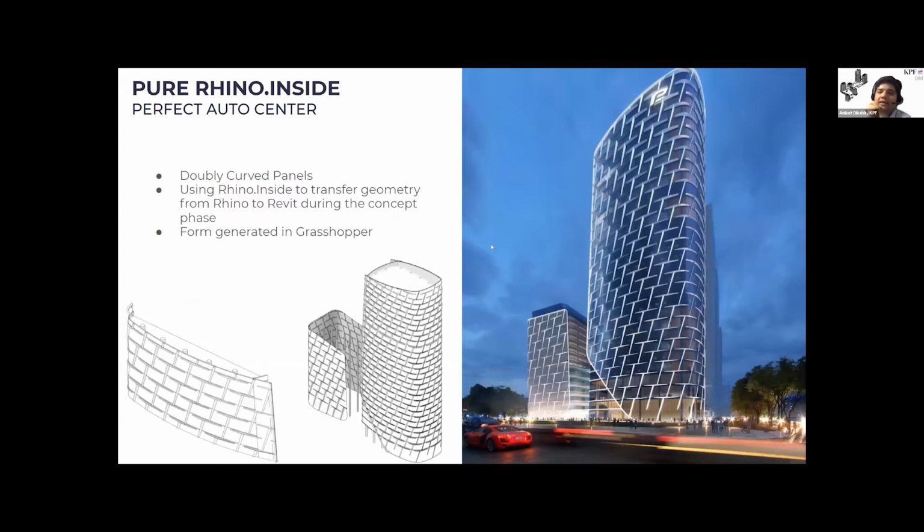Cool. So one of the last case studies that we are going to be showing is the Perfect Auto Center. This is still a very early concept rendering; the project is still in the concept phase. What we're trying to do is use Revit for what Revit is good at, documenting, and use Rhino and Grasshopper for the design process. Rhino.Inside has allowed us to seamlessly transfer all of these facade conditions into Revit.